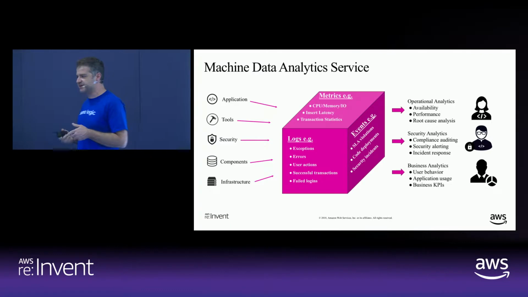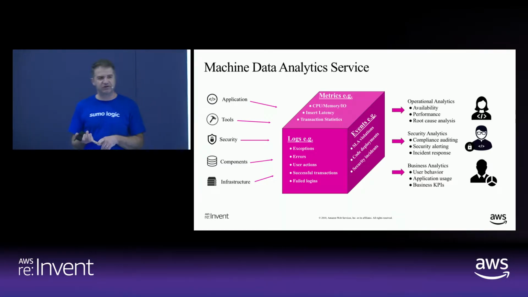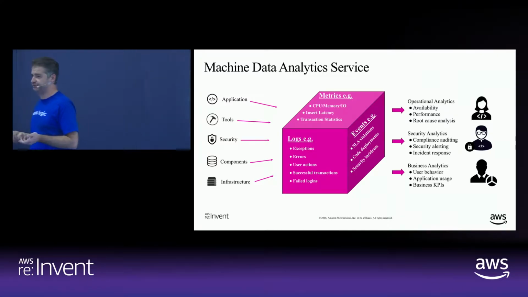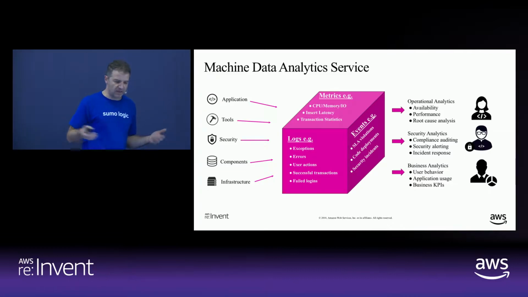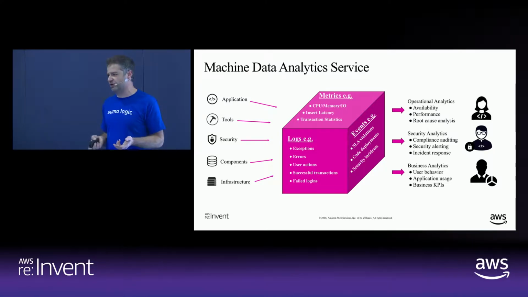So Sumo Logic is a machine data analytics service. That's a mouthful. Let's talk about what machine data is. Machine data is generated by all of your applications and IT infrastructure. It's generated by application components, databases, web servers, things like that. It's generated by your security tooling, your IDSs, IPSs, your network gear. It's generated by your tooling, and ultimately it's generated by your application. So all of this data is an artifact of running software on top of IT infrastructure.